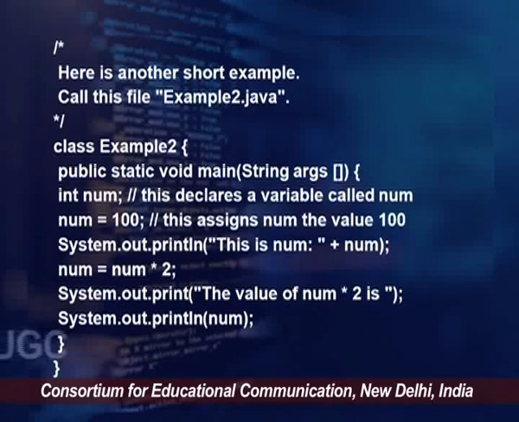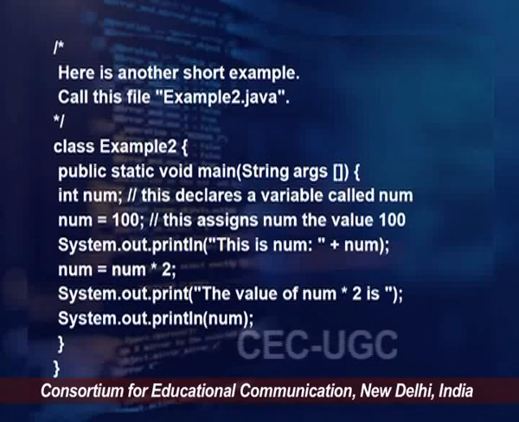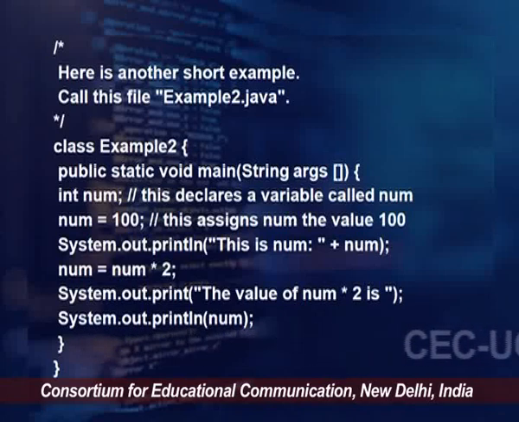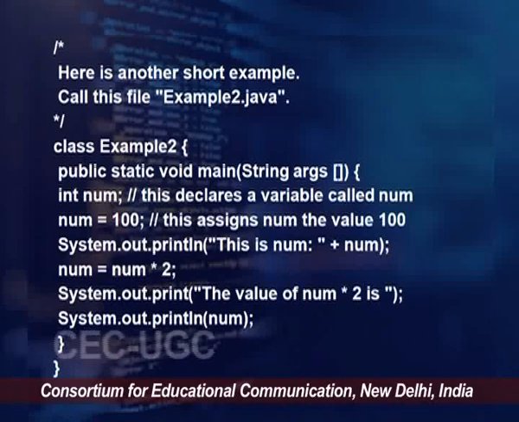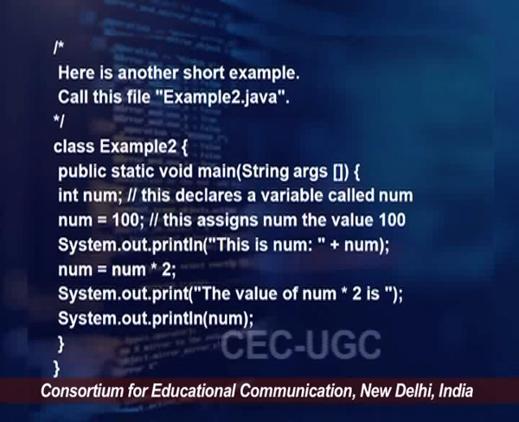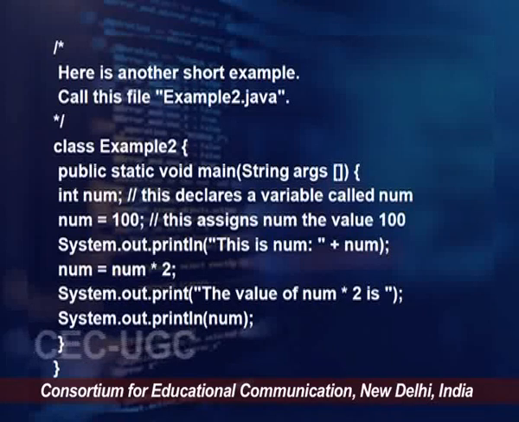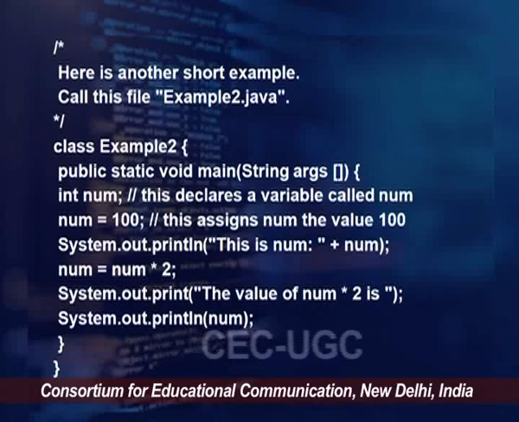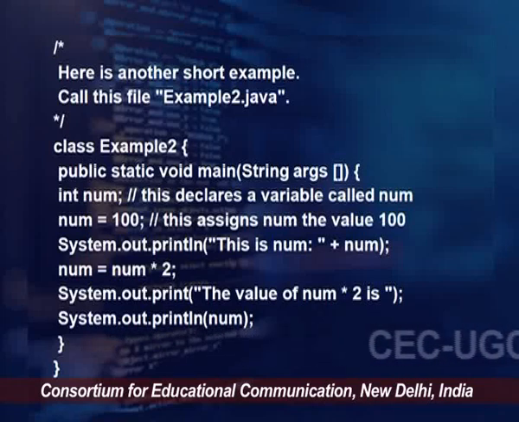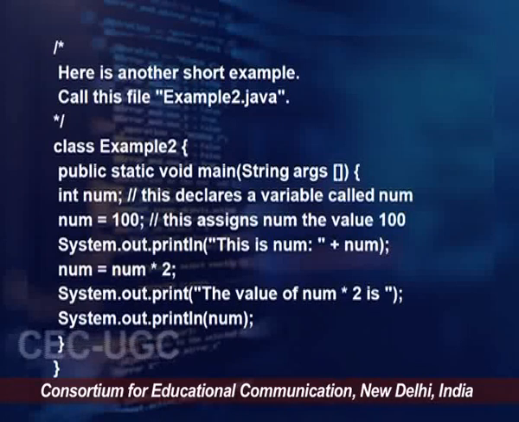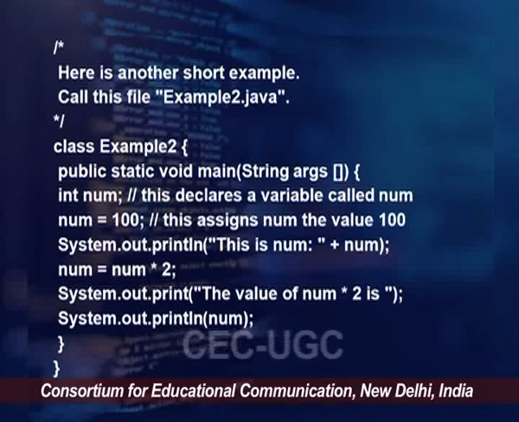Then we have doubled the value of num, which is num is equals to num multiplied by 2. And then we have again printed the value of num in a little tweaked way. So system.out.println, the value of num multiplied by 2 is, that's the string we want to print, and in the next statement we have written system.out.println num.